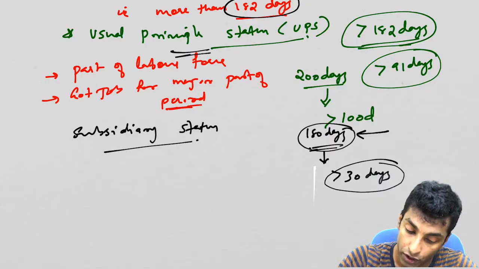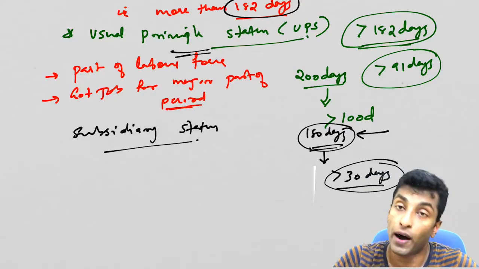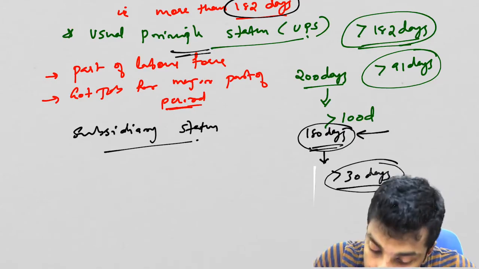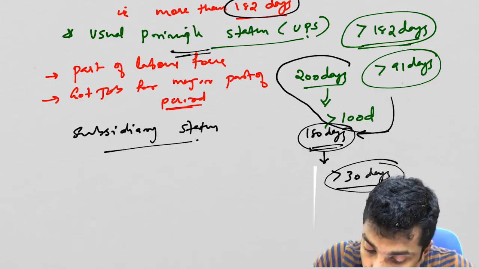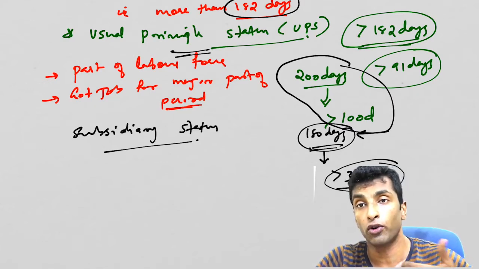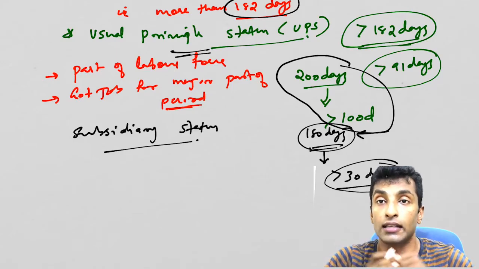Okay, but if you work for more than 30 days during the survey period, you are considered as employed under subsidiary status. Also, if you are part of the labor force, let's take this case as I have discussed here, 200 days, and if you are employed means you need to work for more than 100 days. Okay, so if you are working for 90 days, you are considered as unemployed.